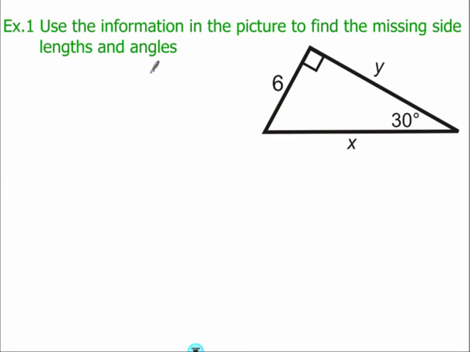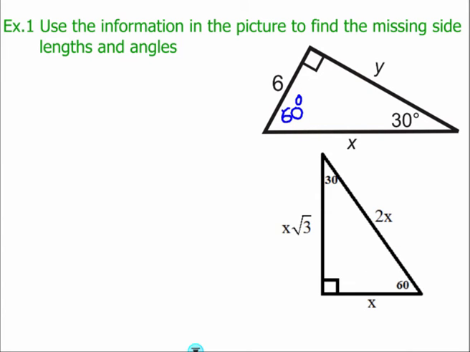Okay, so I've got a right triangle, and I know one of my angles is 30 degrees. So that means the other one has to be 60 degrees. So I'm working with a 30, 60, 90 right triangle. If I pull up the template of what a 30, 60, 90 right triangle looks like, I know that the side across from 30, that's my smallest side, that's like x. Then I know that my other leg is equal to x times the square root of 3.